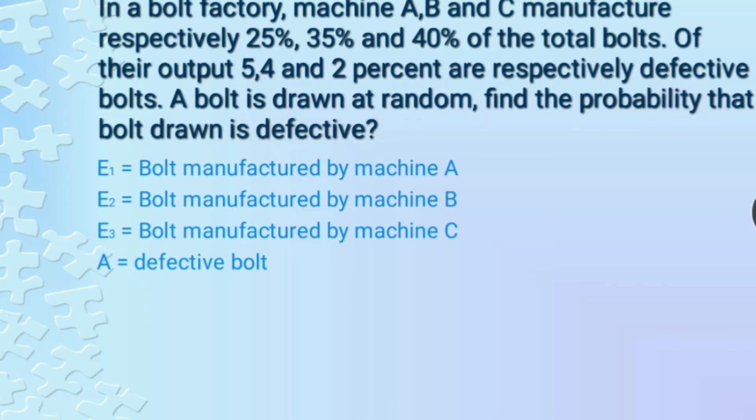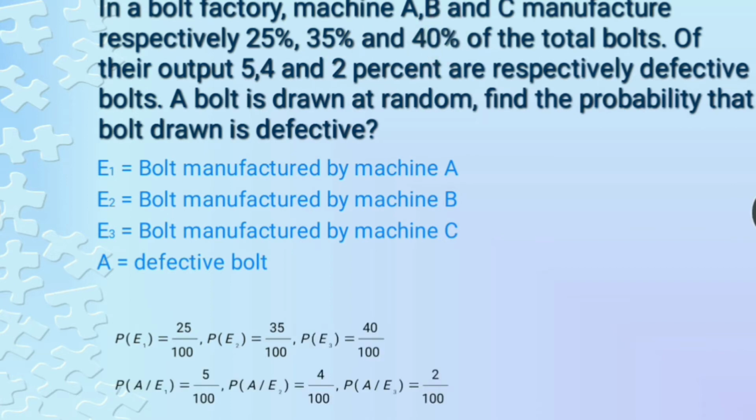Okay, we have to find the probability of event A, and event A is occurring after these three events. What is the probability of E1? Probability of E1, bolt manufactured by machine A, and machine A is manufacturing 25%, so 25 upon 100. Probability of E2, 35 upon 100, and probability of E3 is 40 upon 100.